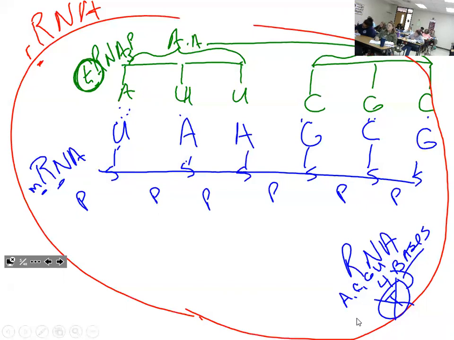And what are they bringing with them to the workbench? What are transfer RNAs bringing with them to the workbench? An amino acid. And when one gets close to another one, what will form between them? A peptide bond, and then another peptide, and now you're getting your primary structure of your protein. Are you good with that?